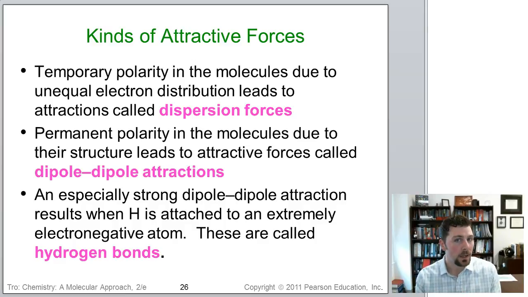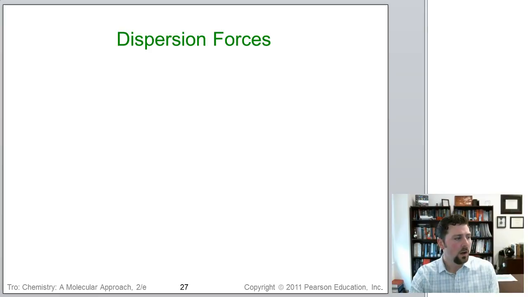Now, it's not a real bond like a covalent bond or an ionic bond, but we still call it a hydrogen bond because it involves hydrogen in a very particular way. Okay, remember, it's not a chemical bond, it's an intermolecular force. All right, so let me show you some images of each of these different types.